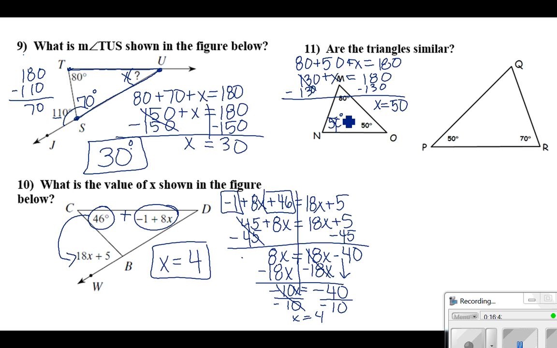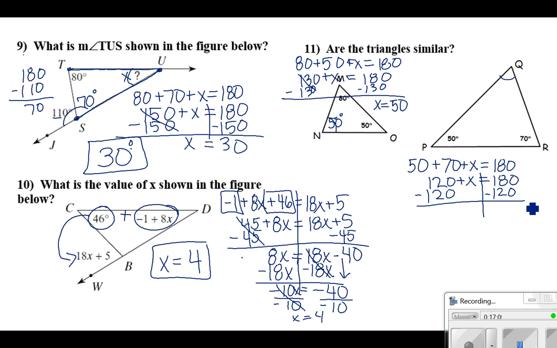Let's look at the other one. The other one, we have 50 and 70, and we need to know this measurement. So again, set up your equation. 50 plus 70 plus x equals 180. We can add those together. 120 plus x equals 180. We can solve our one-step equation. Subtract 120 from both sides. So x is going to equal 60, which means this angle measurement is 60 degrees.